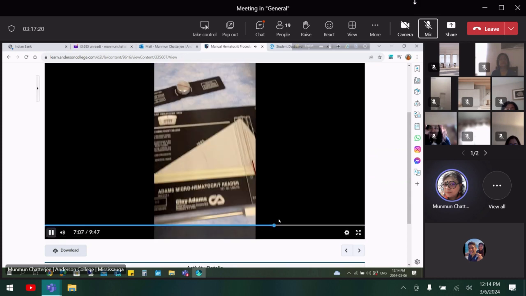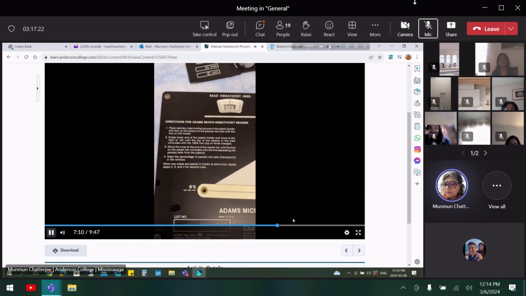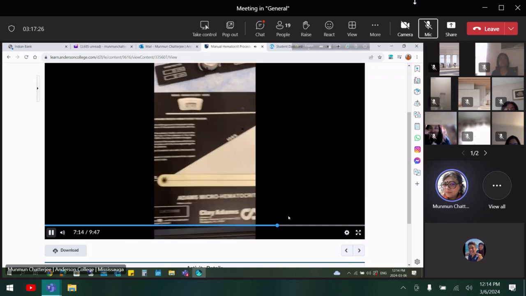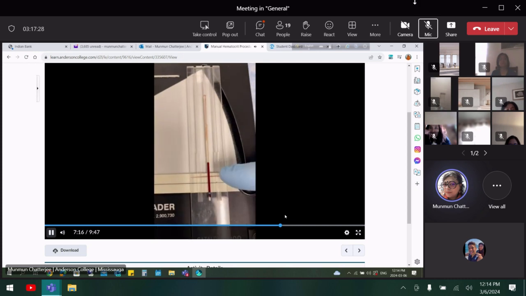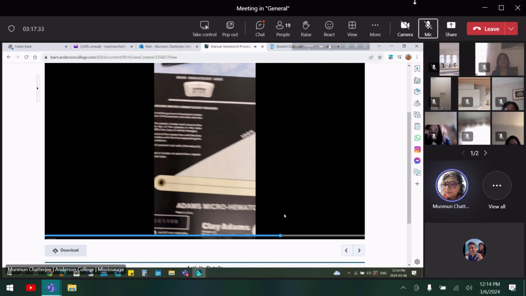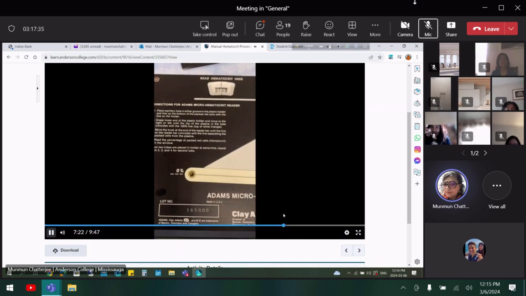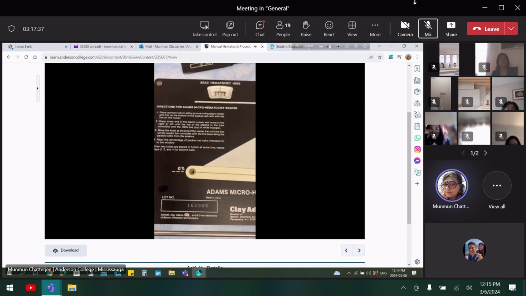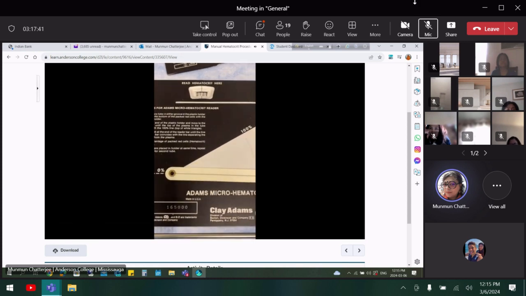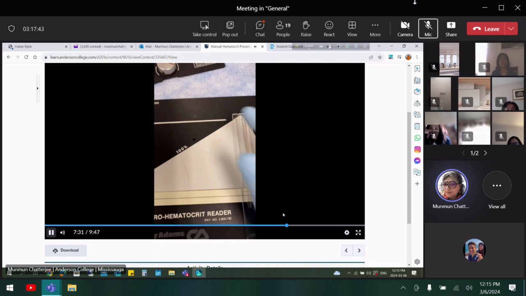So let's see here. We placed our capillary tube into the groove, and we lined up the bottom of the packed cells with the line on the holder. So that's talking about this red line right here. So if we do this, we've lined that up with the holder, okay? We want to grasp the lower end of the plastic holder and move to the right or left until the top of the plasma in the tube coincides with the 100% top line. So that would be this 100% line right here.